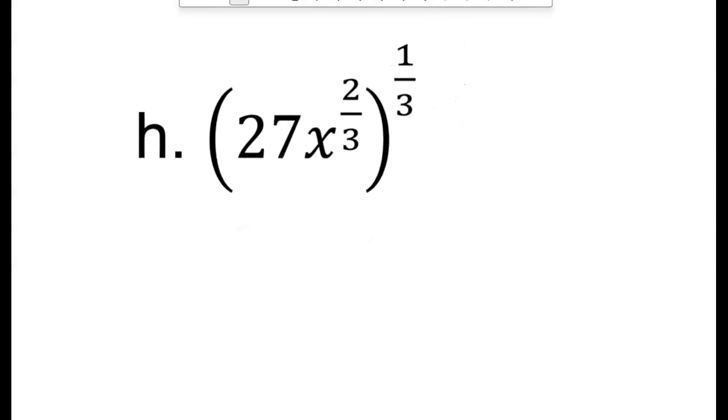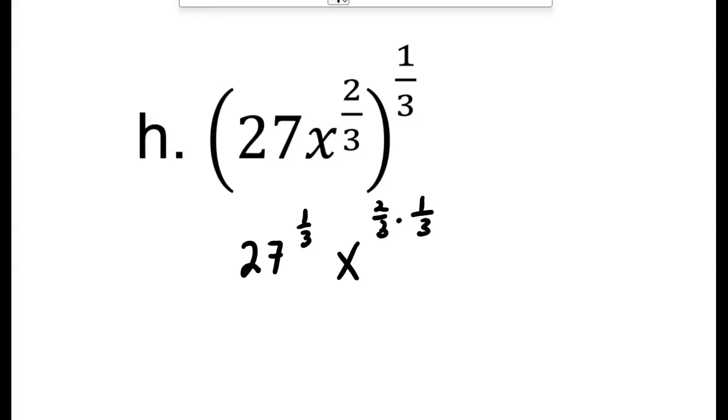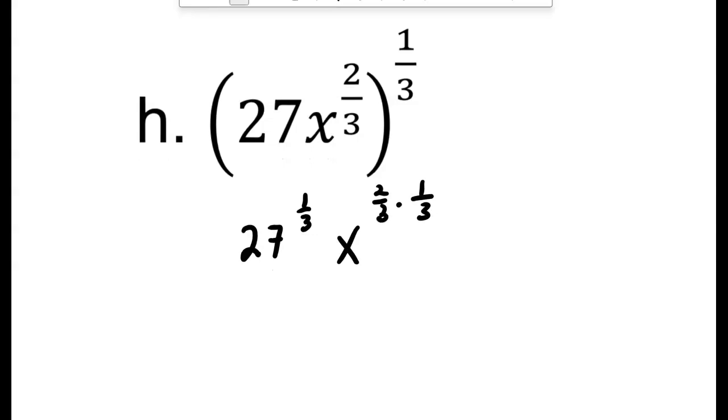Okay. Let's look at this last one. Can I do the power property on this one? Yeah. So when we're doing this, don't we really get here? 27 to the what power? 1/3. And then we get here x to the 2/3 times 1/3. Correct? Because we're raising the power.